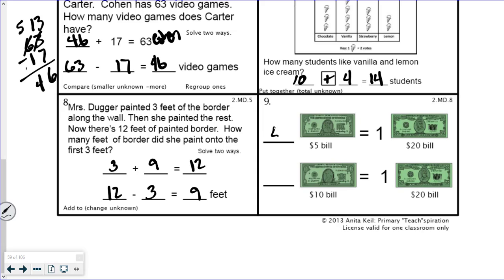4 $5 bills equal $20, right? 5, 10, 15, 20. And then 2 $10 bills equal $20, 10, 20.